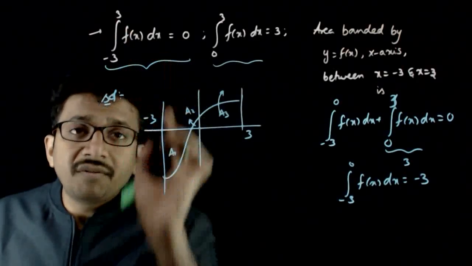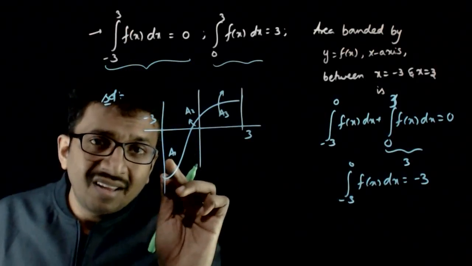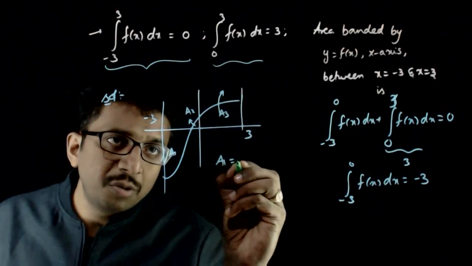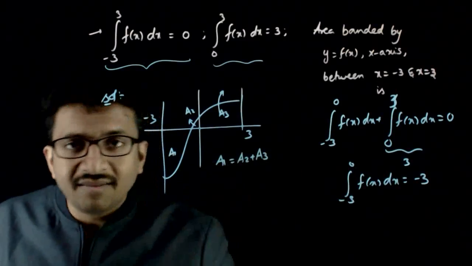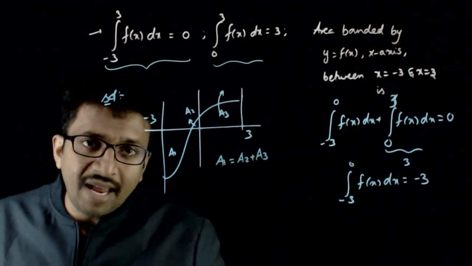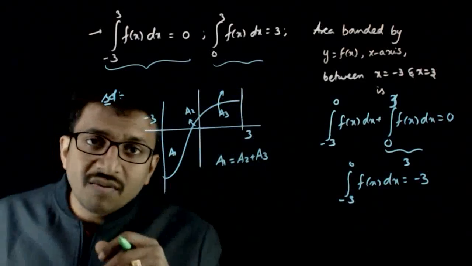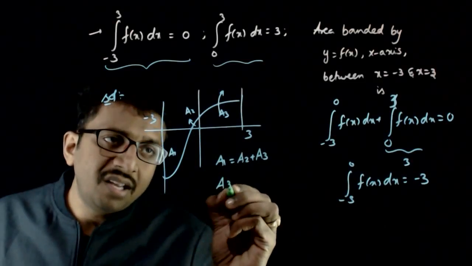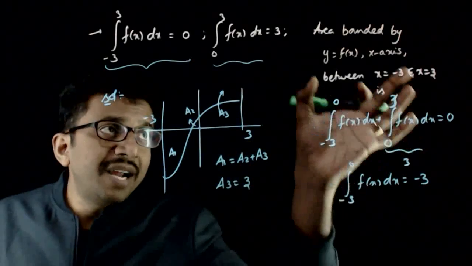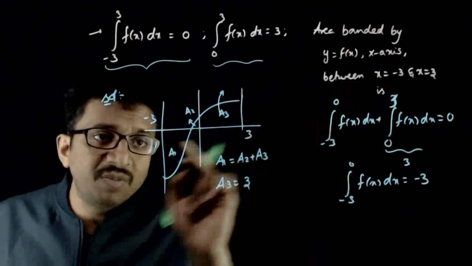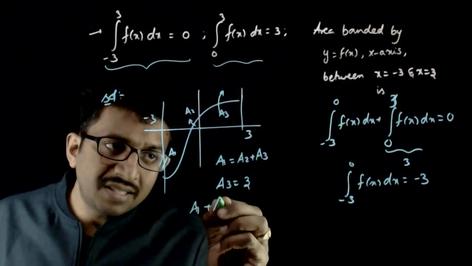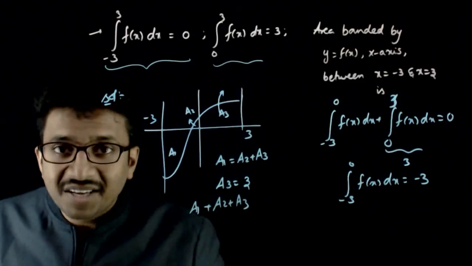Integration from -3 to 3 of f of x is equal to 0. That means the negative area should be exactly the same as the positive area. Magnitude wise, A1 should be exactly equal to A2 plus A3. And integration from 0 to 3 of f of x dx is equal to 3, which means magnitude wise, A3 is equal to 3 units. Now you are asked to find the area bounded by y is equal to f of x and the x-axis between -3 and +3. That means you are asked to find A1 plus A2 plus A3. You are asked to find this area.